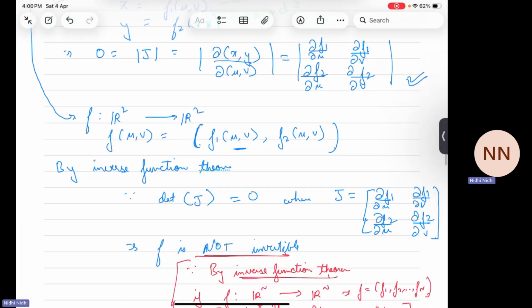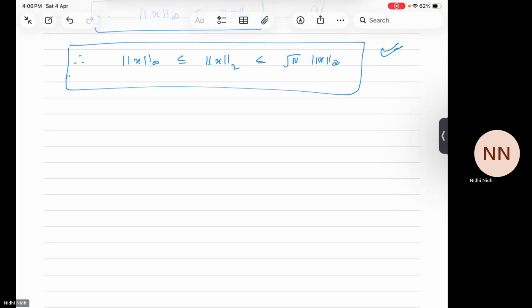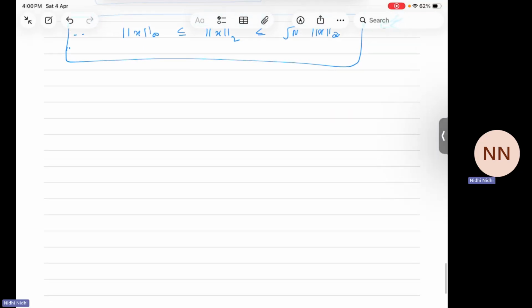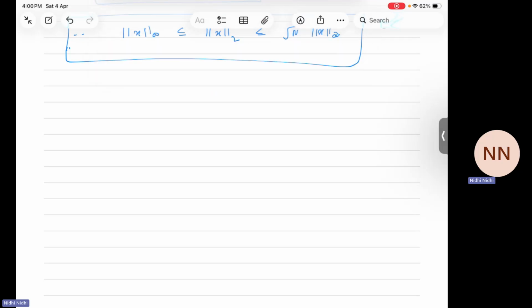Okay, so if there is no doubt, we can move ahead. We'll look at some other norm and discuss the basic properties of normed linear space. So this will be question number 6.